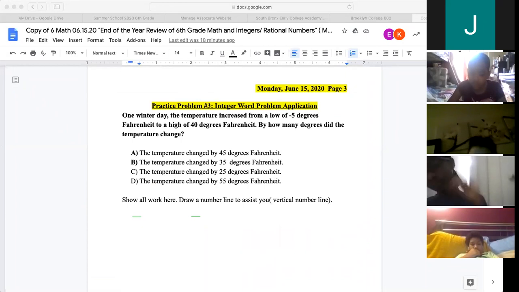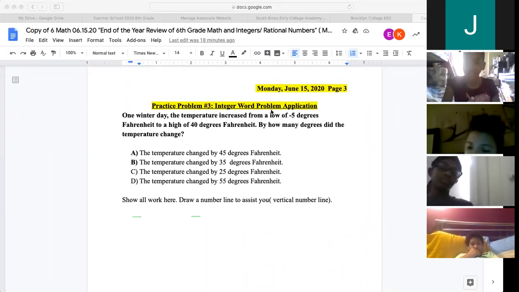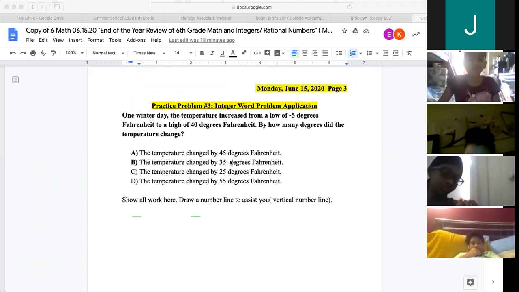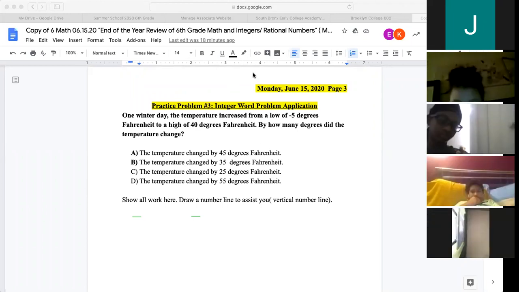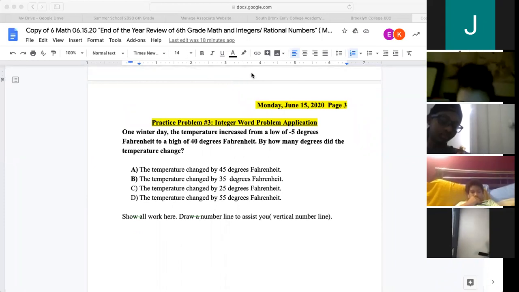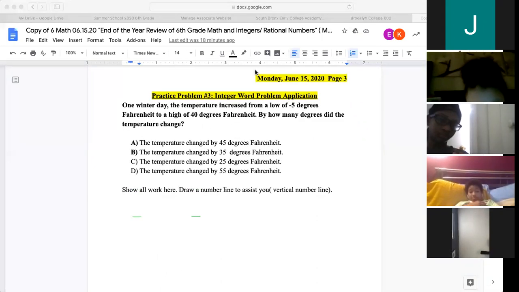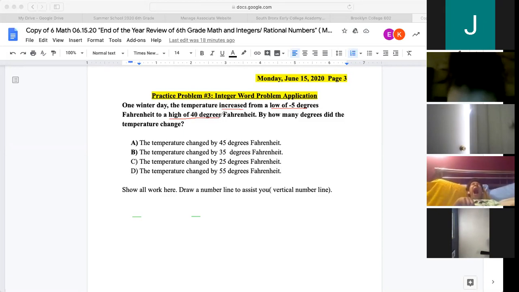Let's have Jasmine Lopez. Can you read us problem 3 on my screen or in your packet, dear? One winter day, the temperature increased from a low of -5 degrees Fahrenheit to a high of 40 degrees Fahrenheit. By how many degrees did the temperature change? Okay, so Jasmine, it increased from -5 degrees, and then it went to a high of 40 degrees.